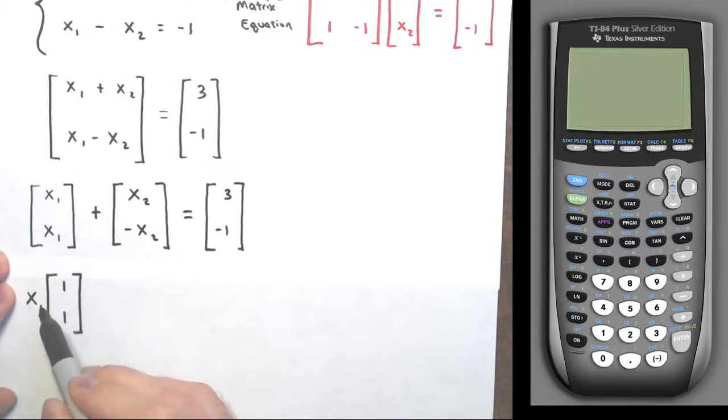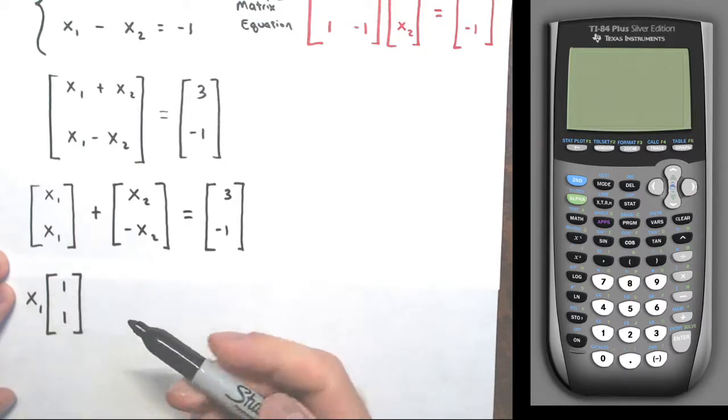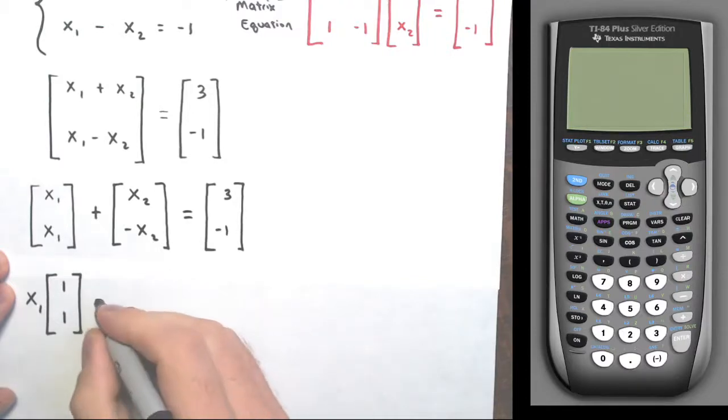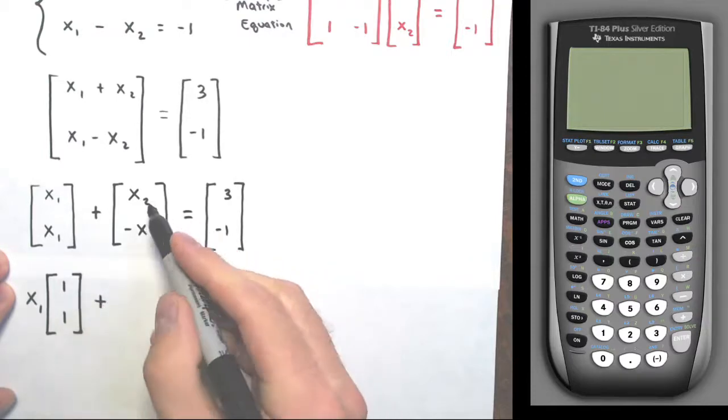Right? x1 times 1, 1 would be x1, x1, right? Using the properties, what does it mean to do a scalar multiple of a matrix? You multiply every component by that scalar, and x1 here is a scalar, a real number. All right, then plus, and then same thing here.